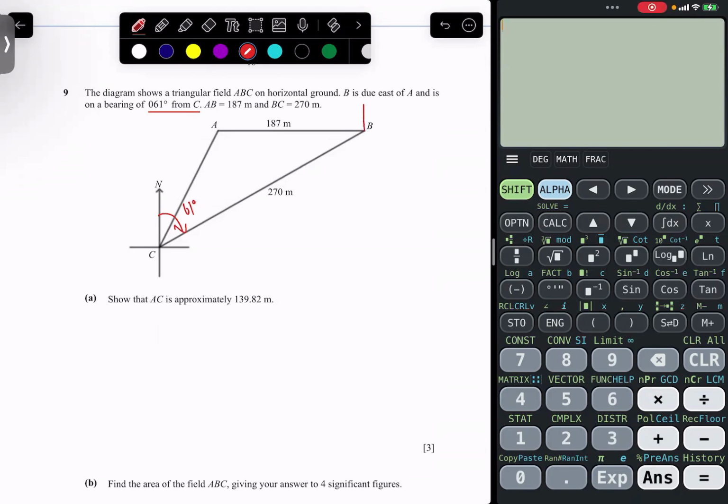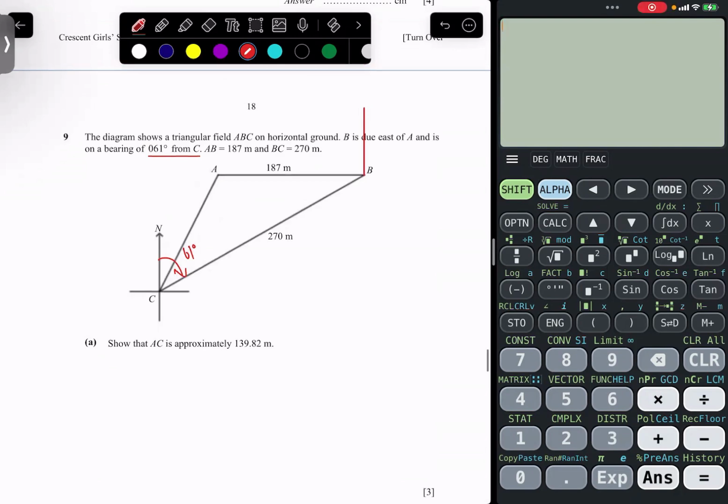Now from B we can also draw a north over here, so that we know that this is going to be north. This is going to be 90, and lines north will always be parallel to north. So that means from here we can gather that this is 29 degrees. AB equals 187, BC equals 270.